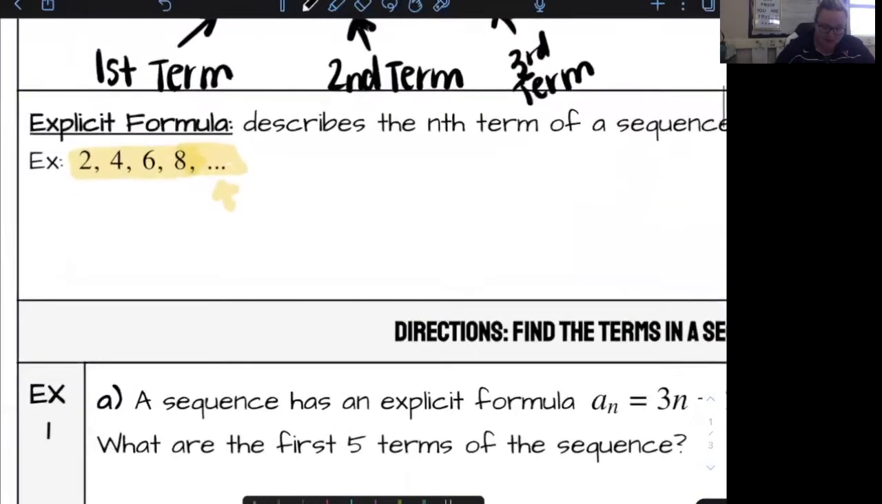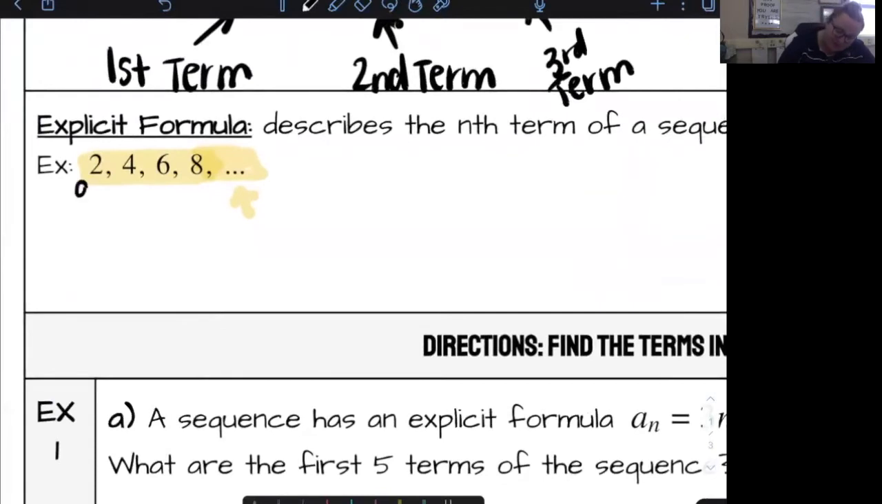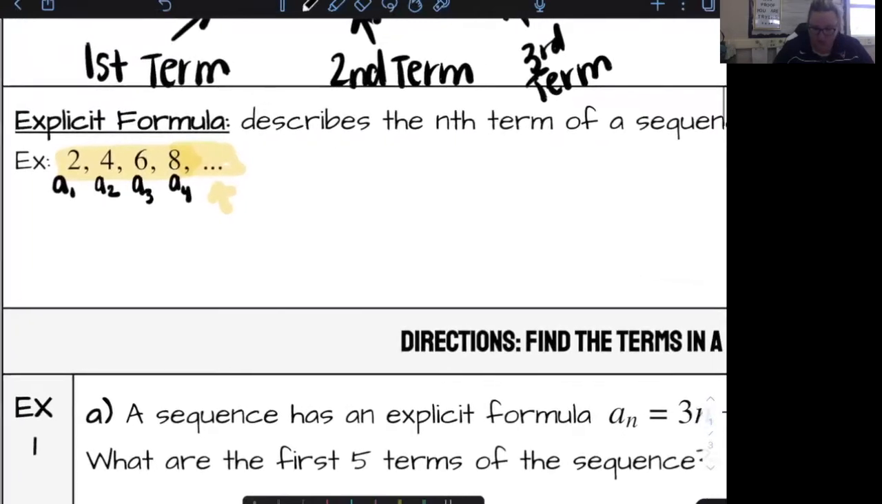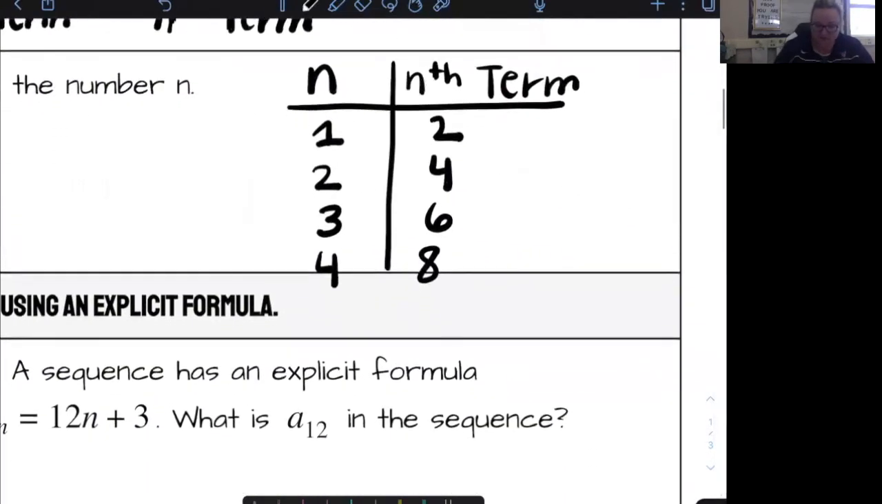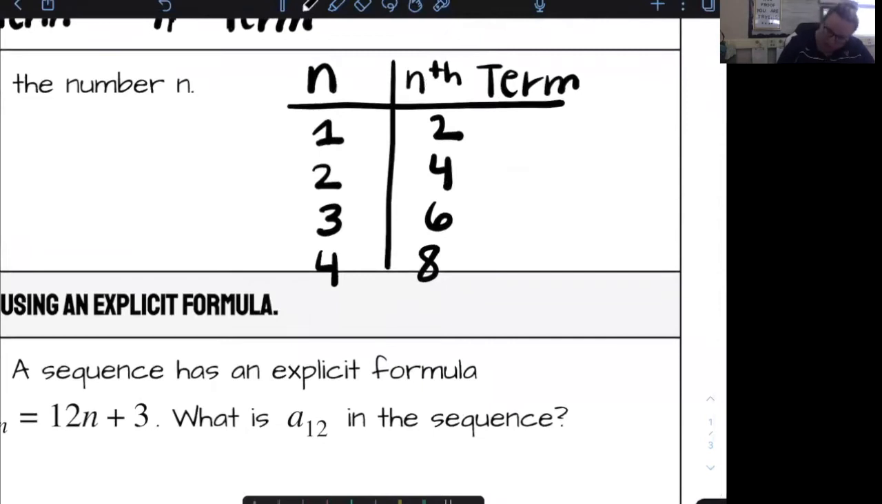So that means that 2 is our a sub 1, 4 is our a sub 2, 6 is our a sub 3, and 8 is our a sub 4, so on and so forth. So let's see how these things relate to the number n. Well, isn't 2 times 1?